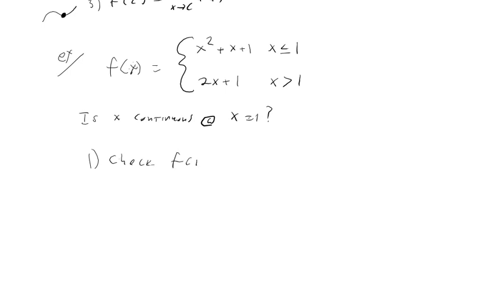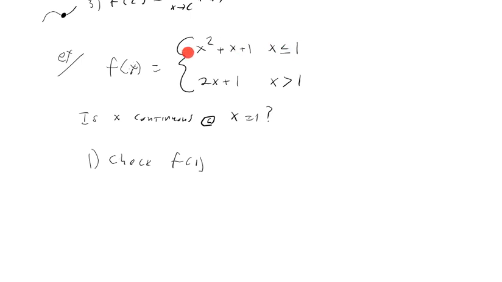So f of 1. We plug 1 into the function. Does it exist? Looking at this, we have a function that says x squared plus x plus 1 when x is less than or equal to 1, and this other one, 2x plus 1 when x is greater than 1. So which one do I plug into? Where is x equal to 1? Top equation or bottom equation? Yeah, top one, right? Here we have the equals to.